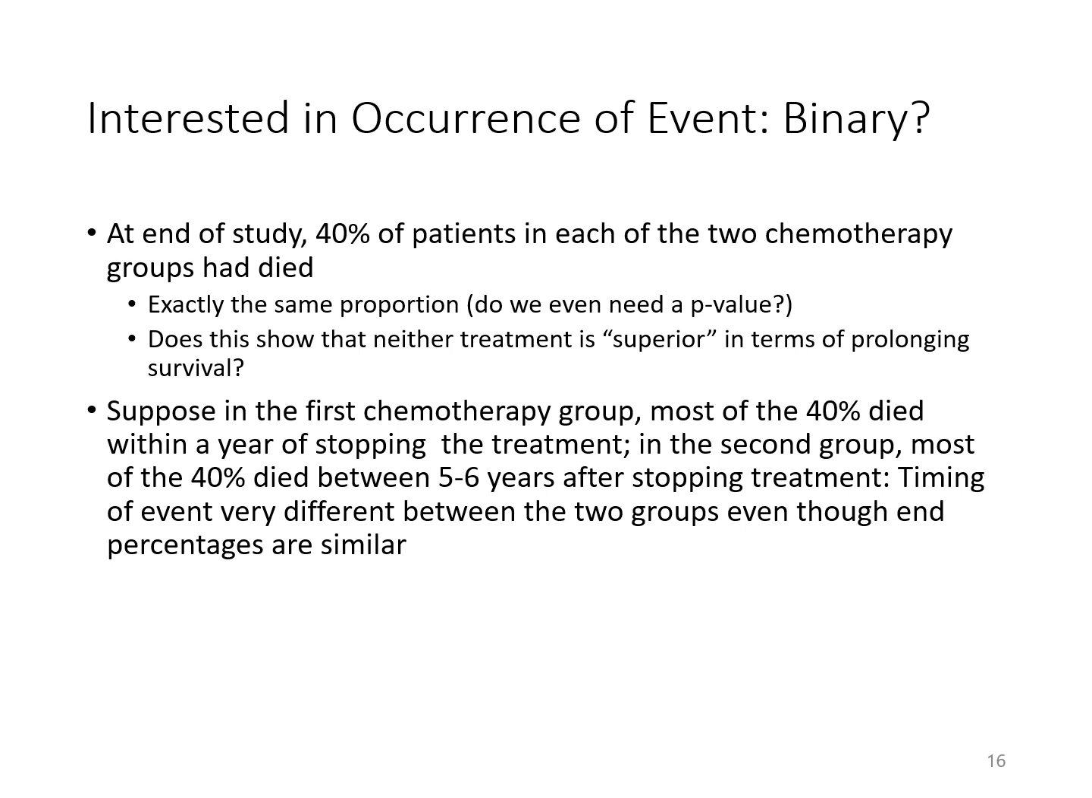40% died within the first year of treatment. While in the second group, the other 40% who took chemotherapy two also died, but they died between 5 to 6 years after stopping the treatment. So therefore, the timing of the event was different, even though the percentages were similar.